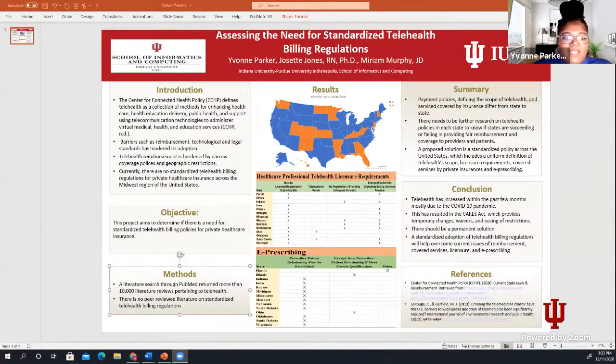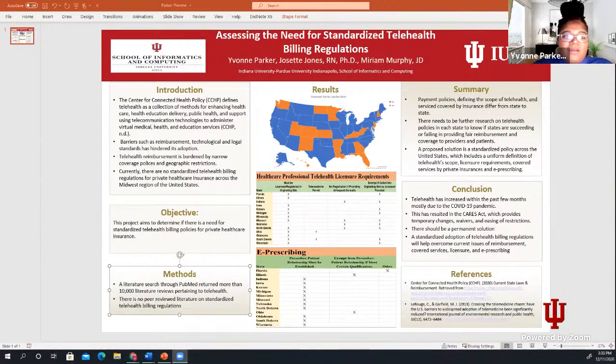When providing a standardized policy, there will also need to be a uniform definition of telehealth scope with regulated licensure requirements, covered services by insurance, and e-prescribing, since these are closely related to the telehealth reimbursement policies. The foundation can be built from the parities, which should be a reimbursement and service parity. This standardization can be achieved.